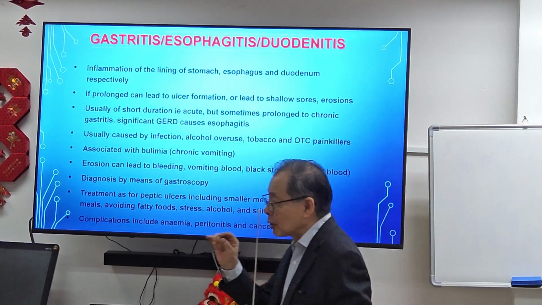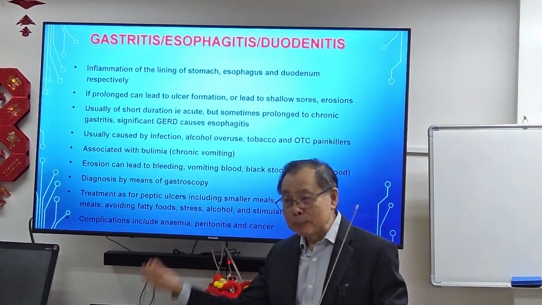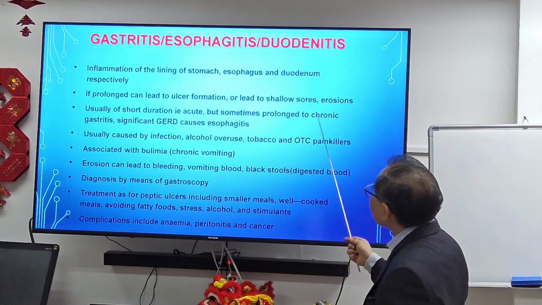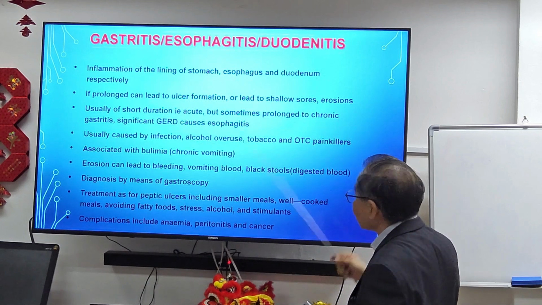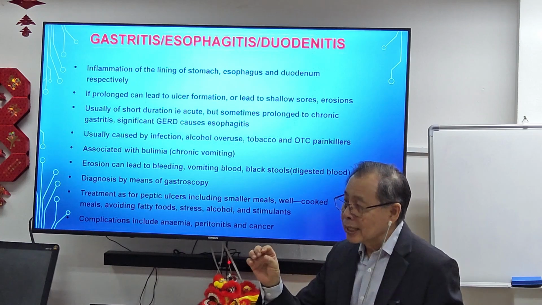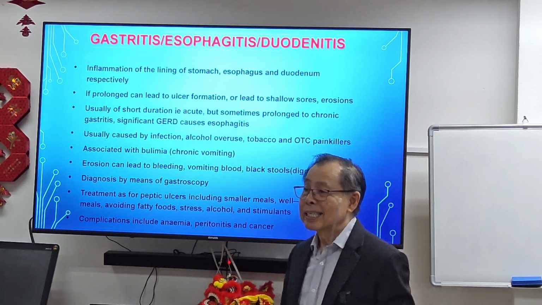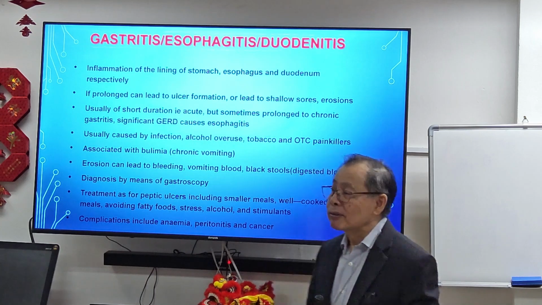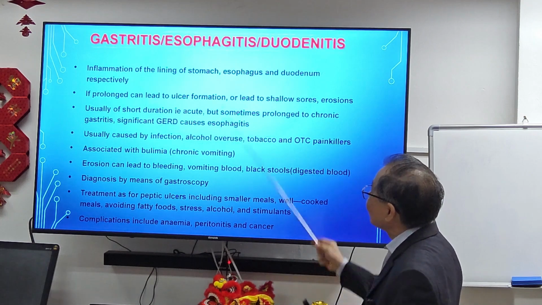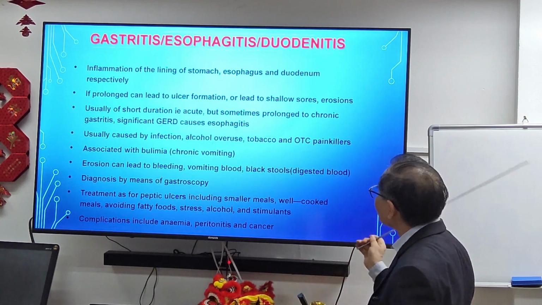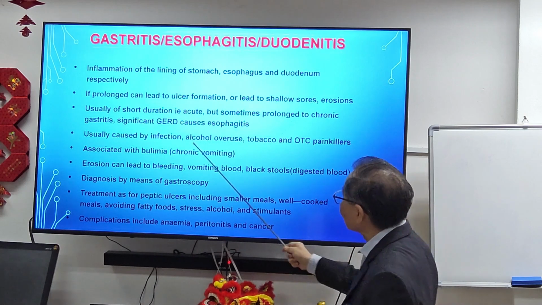One of the causes of shallow sores or erosion in the stomach is alcohol. People who drink a lot can end up with gastritis, with shallow sores and erosion. We call it gastric erosion. And because it's so widespread in the stomach, it causes a lot of bleeding. That's one of the risks of drinking too much alcohol. But if it's just inflammation, usually it's short duration. Unless it happens, some special cases are GERD.